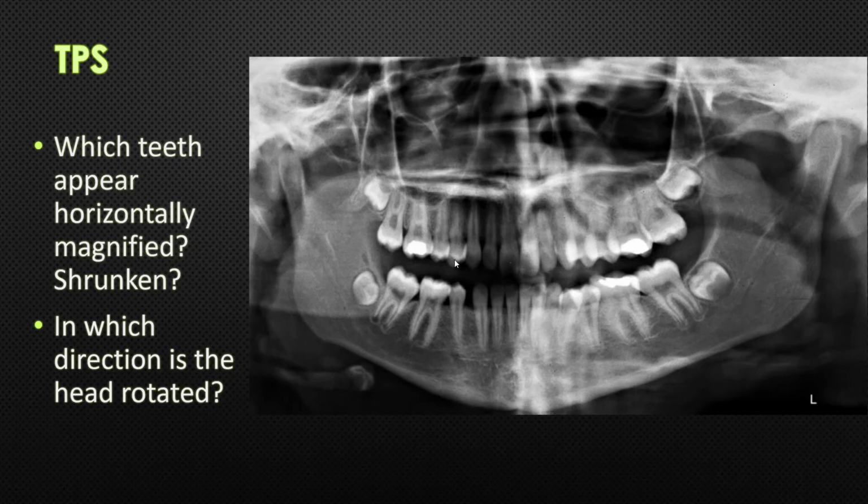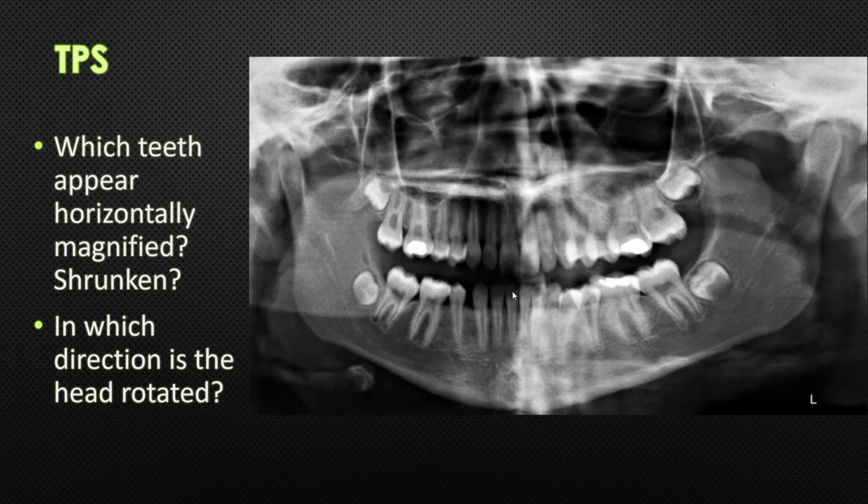Here's an interesting one. What do you notice about the proportions of these teeth from the right to the left side? On the left side, they're a lot larger. So that means the left side was closer to the point of rotation. The right side, it looks shrunken. The teeth look shrunken horizontally. So they were closer to the sensor.